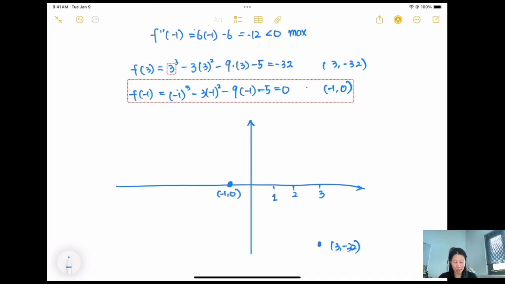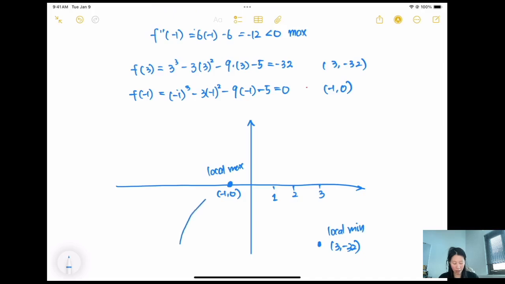At that point, it's going to be our local maximum, and the other a local minimum. And we know that at that local maximum point, we have concave down. At our local minimum, we have concave up. So we're looking at a graph that looks like this one.